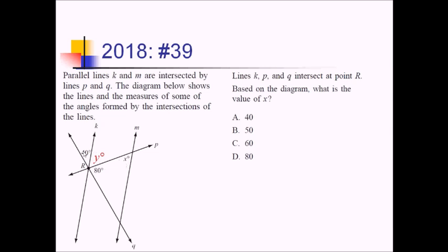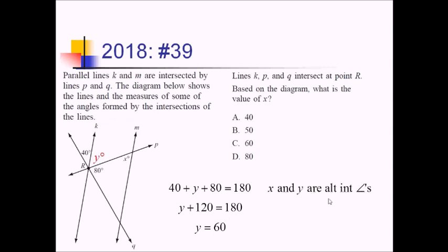So I know that 40, Y, and 80 are all on the same line. That means they all have to add up to 180 degrees. So I can write 40 plus Y plus 80 equals 180. So that's Y plus 120 equals 180. So that means that Y is going to have a value of 60. And again, since Y and X are alternate interior angles, that means X must also have a value of 60. So that's going to give us choice C.